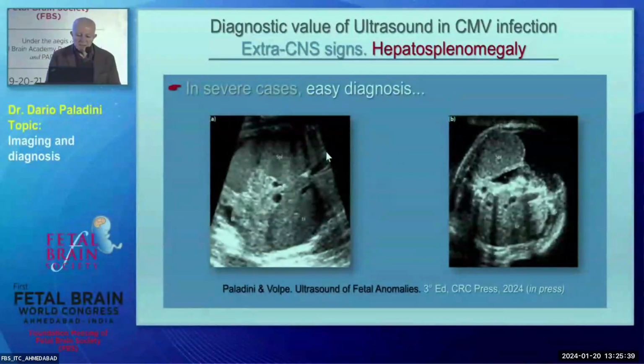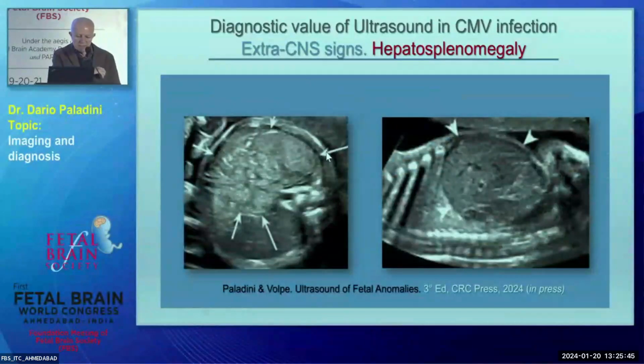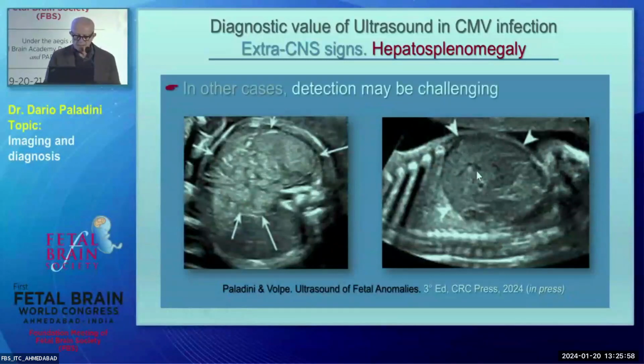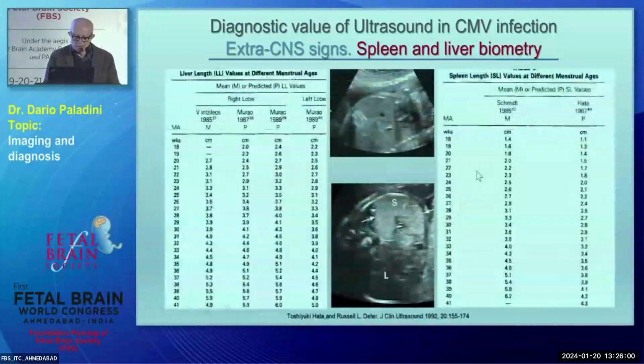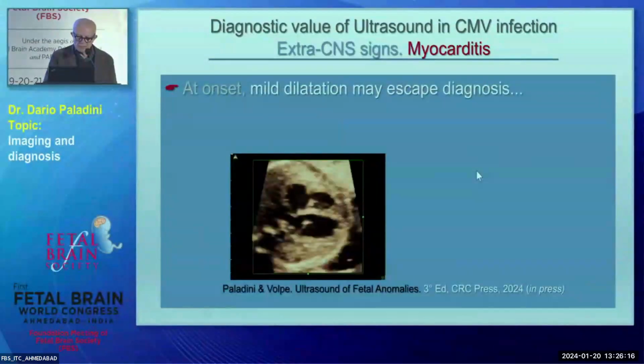Here you have hepatomegaly together with some calcification. Here you have more recent cases showing you less prominent liver, but you see here there was also an initial rim of ascites around, and you see the indentation of the abdomen, which is typical of hepatomegaly. And then if you have any doubt, you can measure it. There have been some charts published over the last 20 years in the literature. You can use them for the liver as well as for the spleen, because you may also have a splenomegaly, and then you can use those charts.